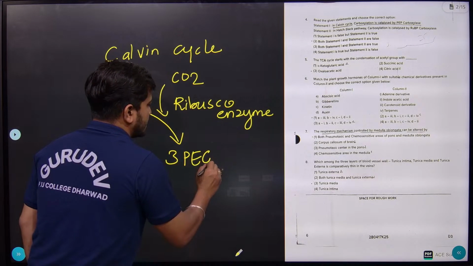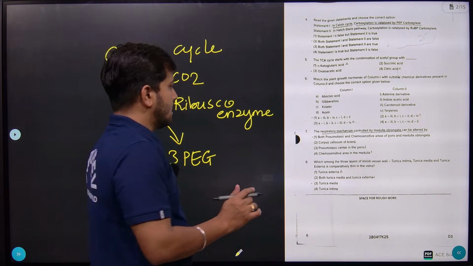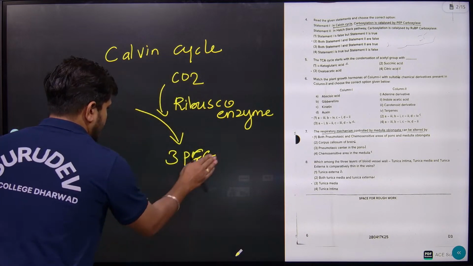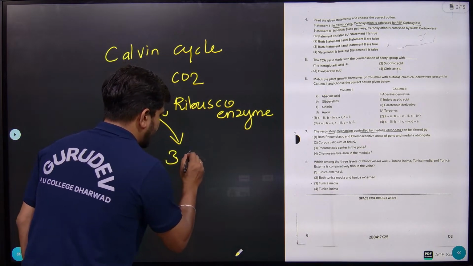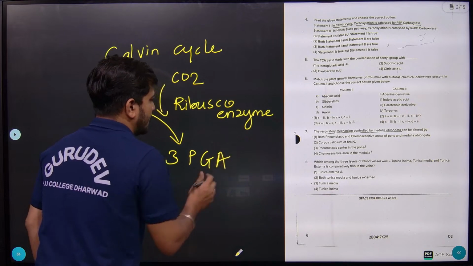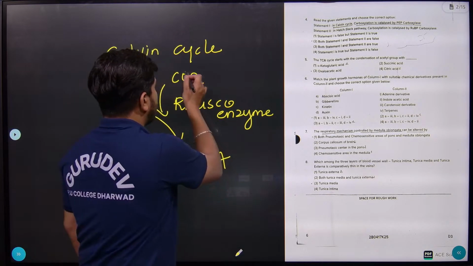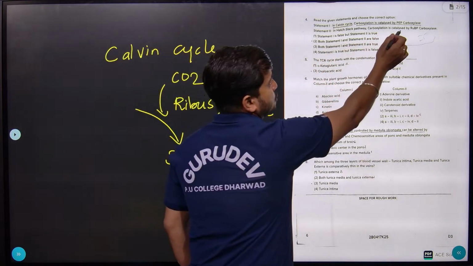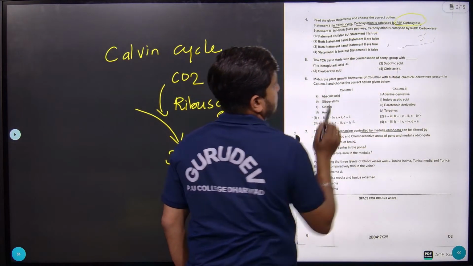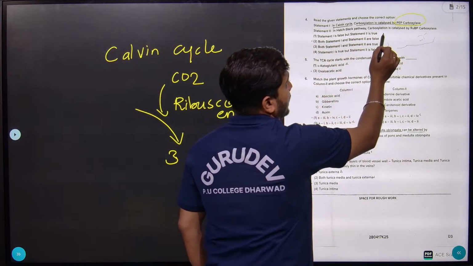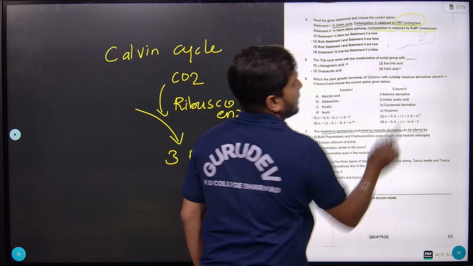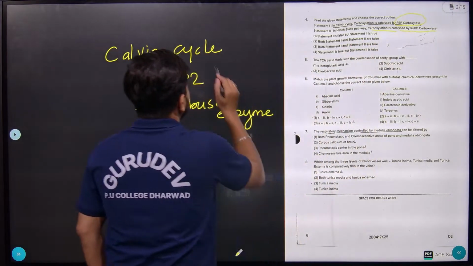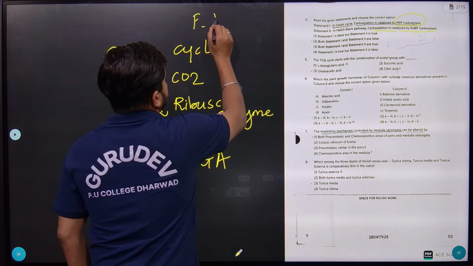Or what we call phosphoglyceric acid, that is 3-PGA. Three molecules of 3-PGA, phosphoglyceric acid, are formed after the first carbon fixation. So there, RuBisCO comes, but here they have mentioned PEP carboxylase. In the Hatch and Slack pathway, they are saying carboxylation is catalyzed by RuBP carboxylase, but here actually who is going to come? The PEP carboxylase.